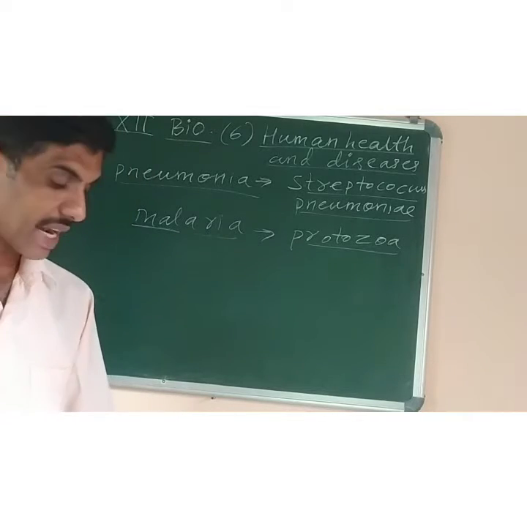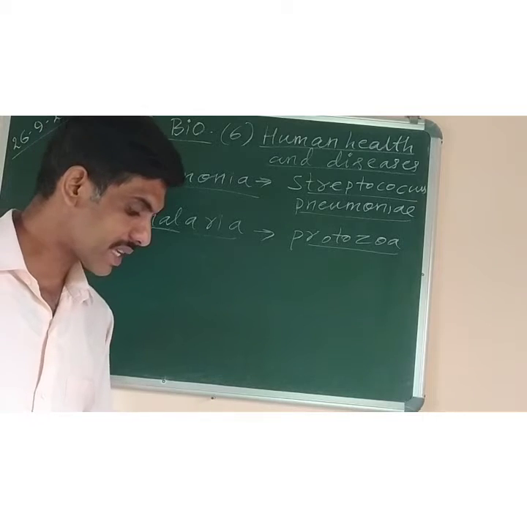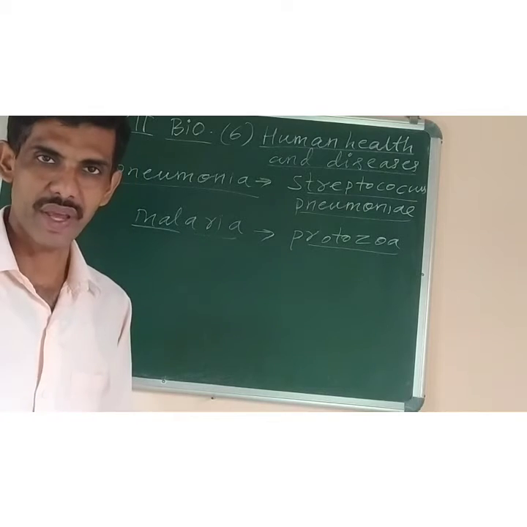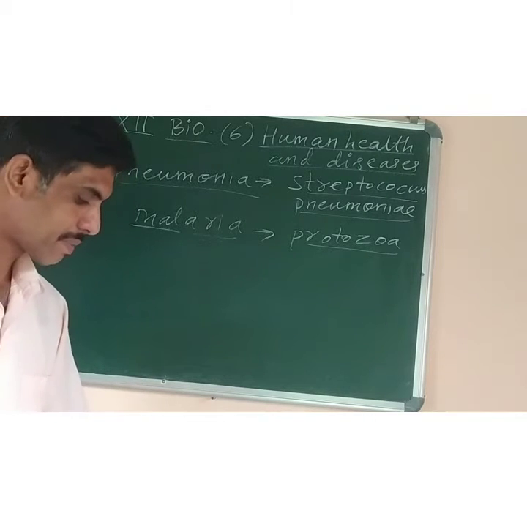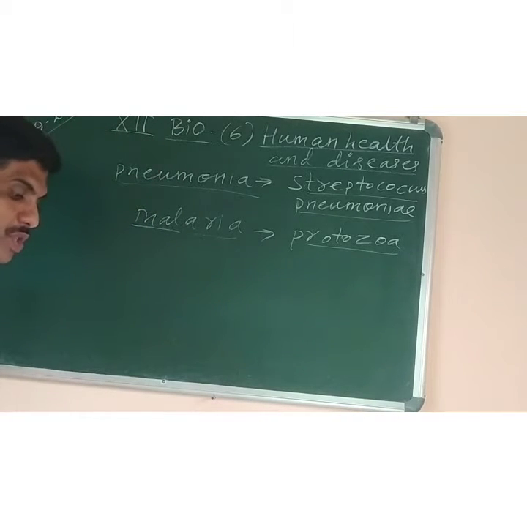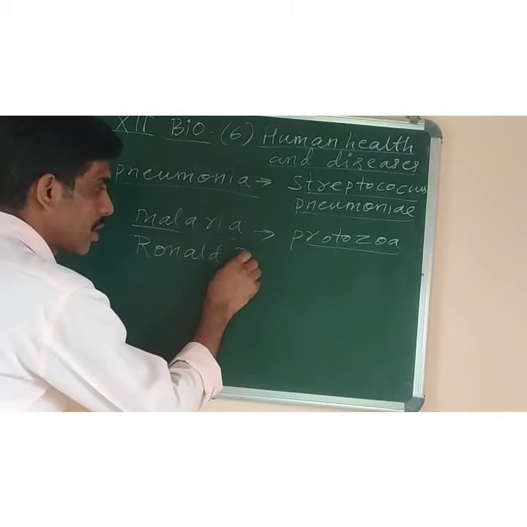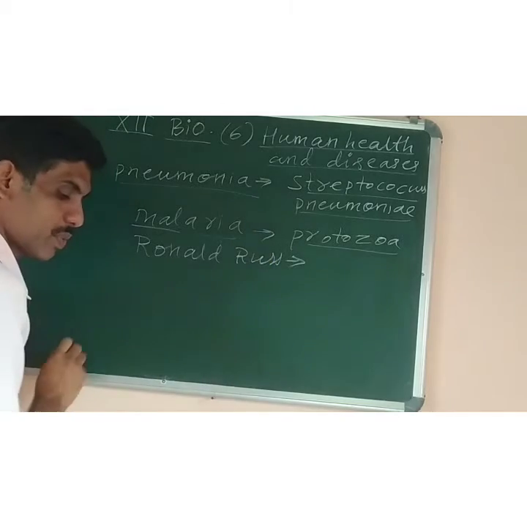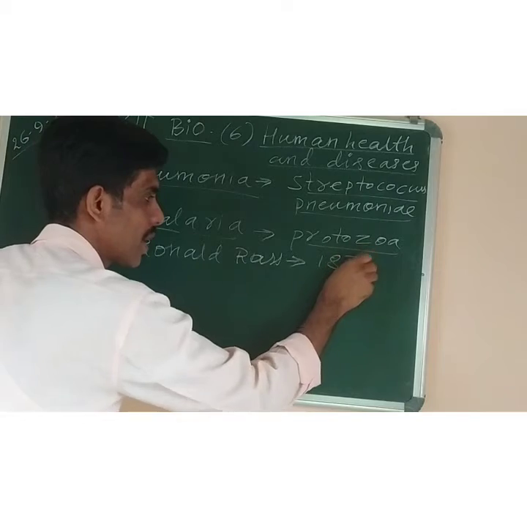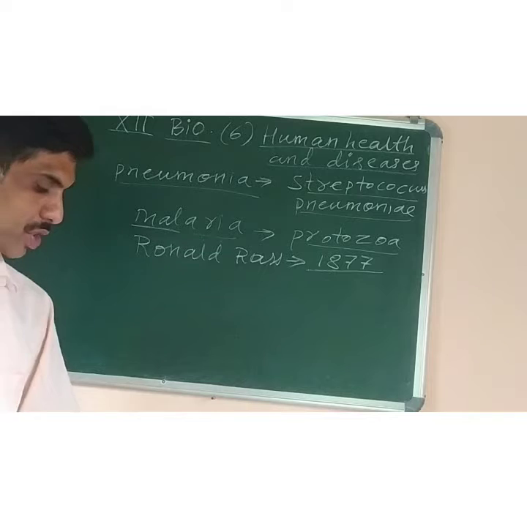Earlier it was said that it is caused by foul gases or bad gases which come from the marshy areas, and that is why the disease was called mal air, meaning bad air, foul smell, air coming from the marshy areas. Later on, Ronald Ross observed the disease is transmitted by mosquito bite in 1877. So Ronald Ross, R-O-S-S, is the name of the scientist who is associated with it. He was the first to say that this disease is transmitted by mosquito bite.